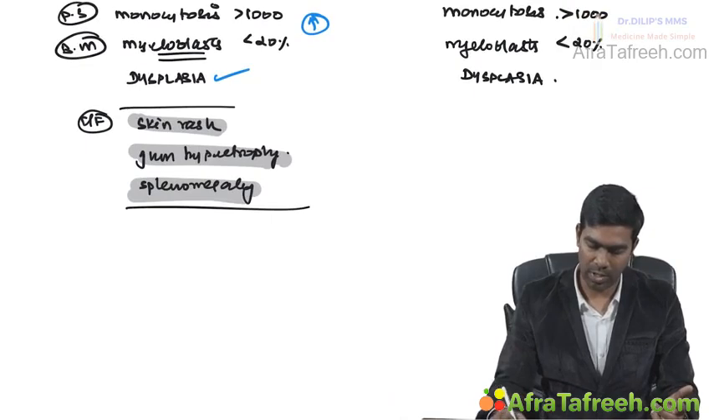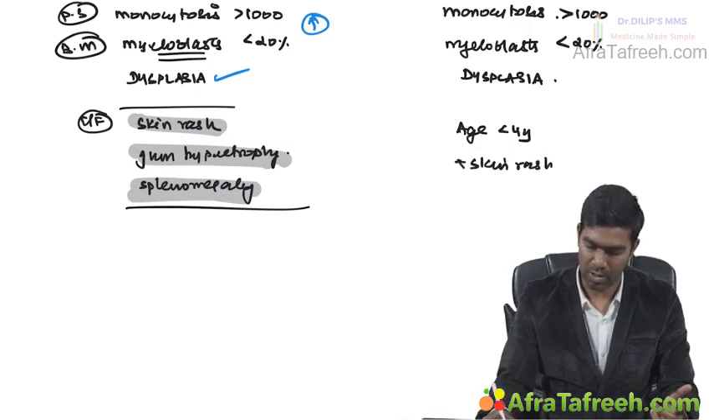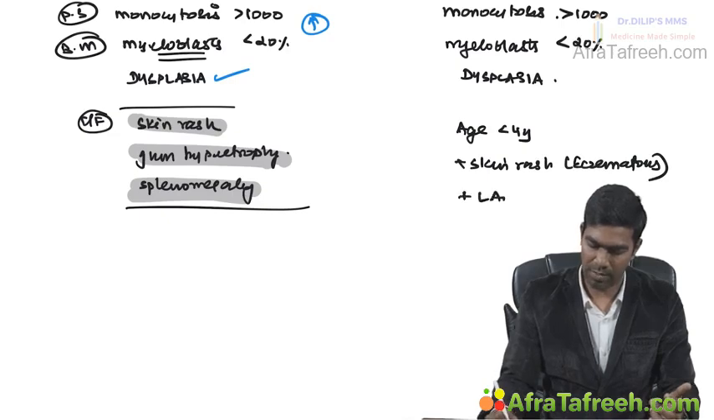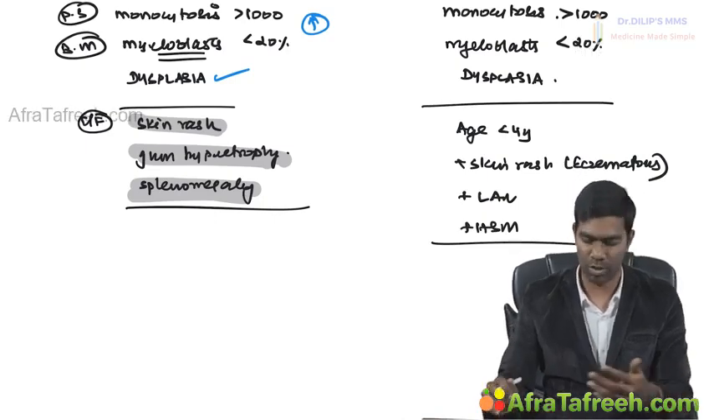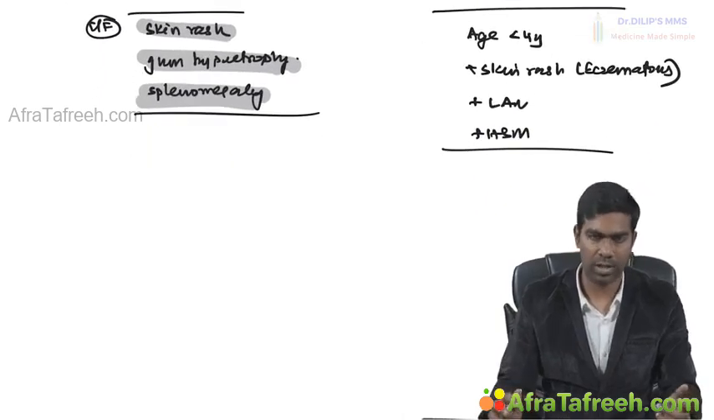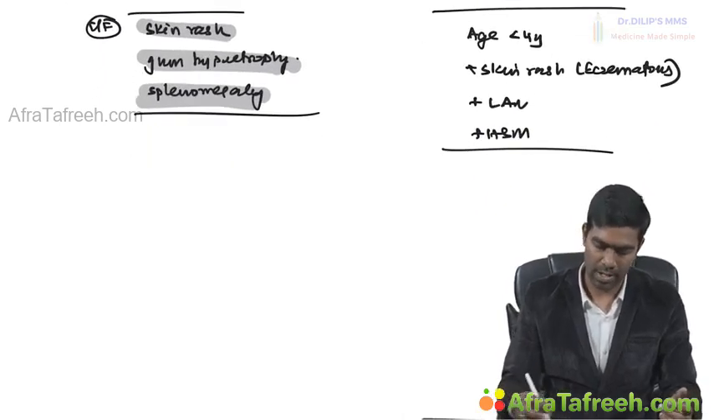So clinical features, what you are going to see: typically age will be less than 4 years and patients will have skin rash as usual, which will be typically eczematous skin rash, and patients will have associated lymphadenopathy and hepatosplenomegaly. This is how they are going to come in a juvenile, almost similar presentation, not much difference. Juvenile myelomonocytic leukemia. And what are the changes that you can see?